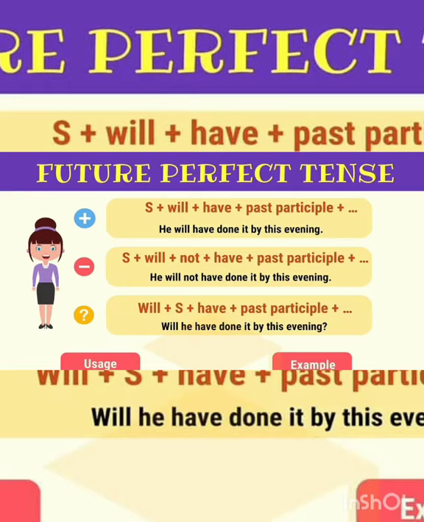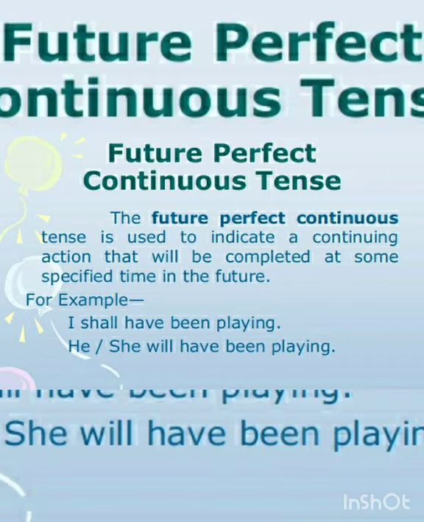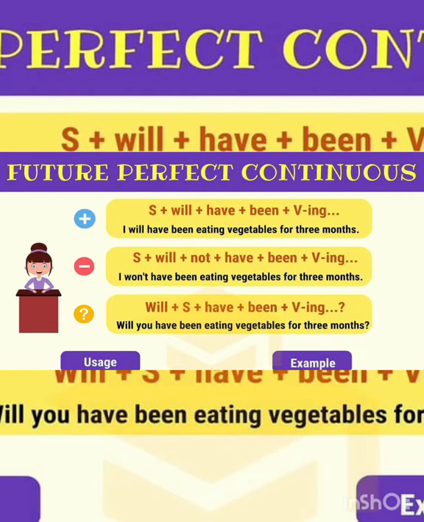And now it's time to have a look at the last type of the tense, that is future perfect continuous tense. My dear friends, this future perfect continuous tense is used for an action going on in future, and it will continue to a certain time in future. See, this tense is used to indicate a continuing action that will be completed at some specified time in the future. And now the formula to frame an affirmative sentence in future perfect continuous tense.